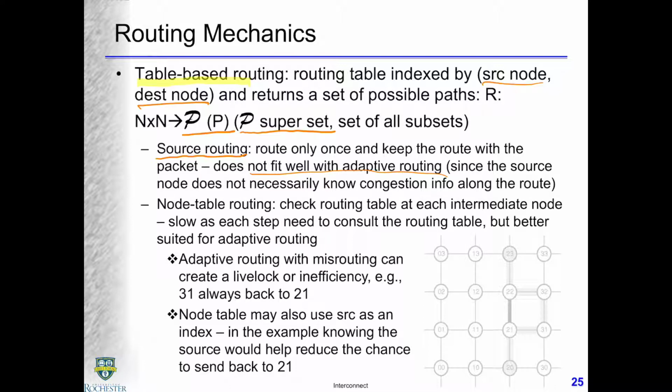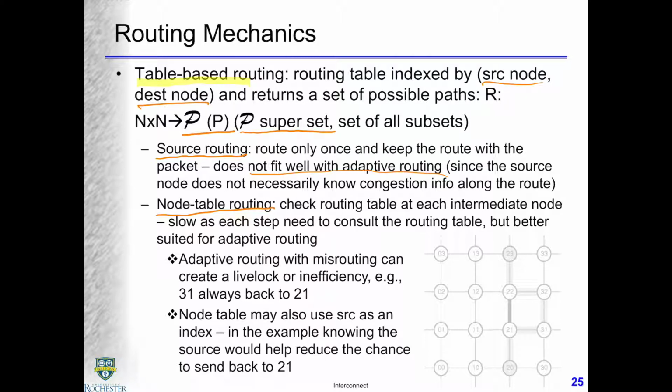So this doesn't have to be the case. You don't have to route everything at the source. You can route it at every node. So you check the routing table at every node. In between the two extremes, you can check it every now and then. You check once, and that routes for the next 4 stops, and before you have to check again. So it's really a complete spectrum. This might be better suited for adaptive routing.